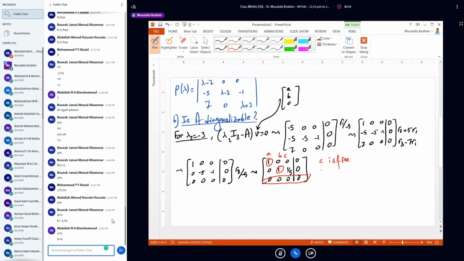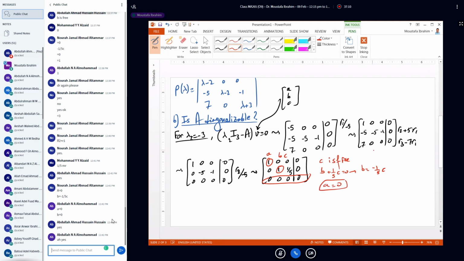Very good. Look here: B plus 1 over 5 C equals 0. So B equals minus 1 over 5 C, right? And A is 0. So V, which is ABC, is equal to 0, minus 1 over 5 C, and C. We take C different than 0.